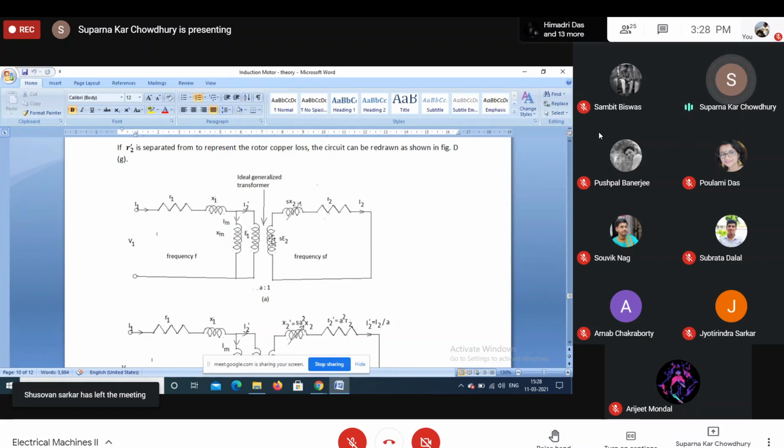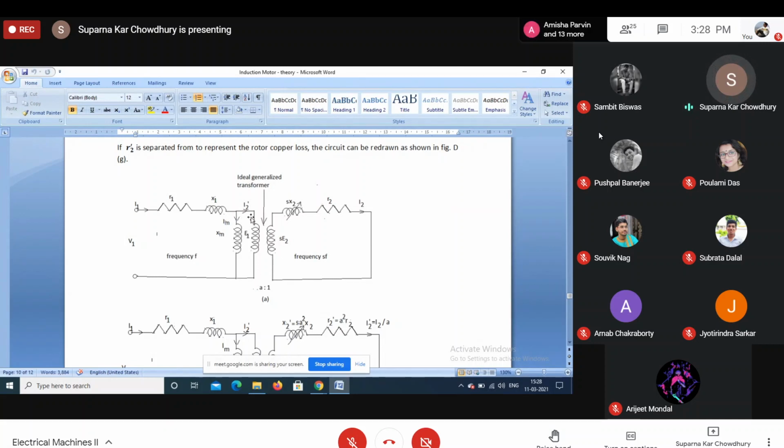Now this is coupled with the secondary. In the secondary, the EMF induced is A E2. The inductance is variable, S X2, and we have resistance R2, and it is shorted. Now this one we can call an ideal generalized transformer. This is an ideal transformer because we have taken the resistances and inductances, everything, outside as lumped parameters outside this.